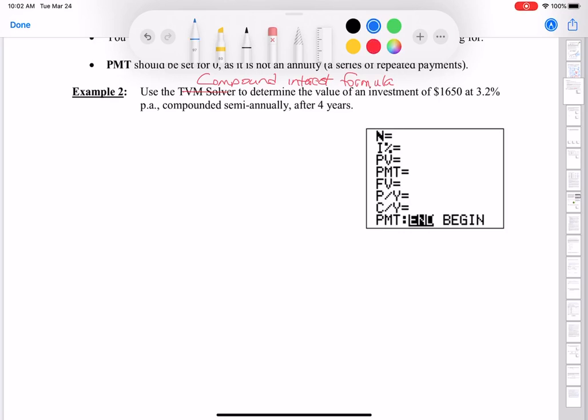Alrighty, so it says, use the compound interest formula to determine the value of an investment of $1650 at 3.2% compounded semi-annually after 4 years. As we can see, the word compounded is in the question, and we know that we have a formula for compound interest. It is F equals P times (1 plus i over m) to the power of mt. All we have to do is identify all of the variables, substitute into the formula properly, and solve for what we want. We want to find the value of the investment, so we're seeking the future value.